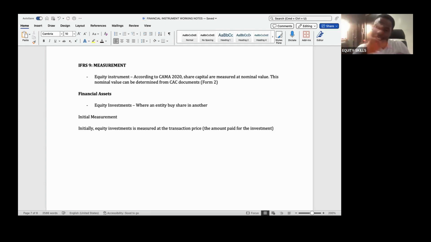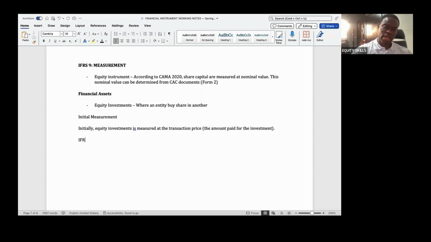So it's as simple as you acquired shares for 10 million. That 10 million is the transaction price. Or you acquire shares for 5 million. That 5 million is the transaction price. So it's just how much you pay, the amount you pay for the investments. That's how much you would initially recognize for that equity investment or shares that you bought.